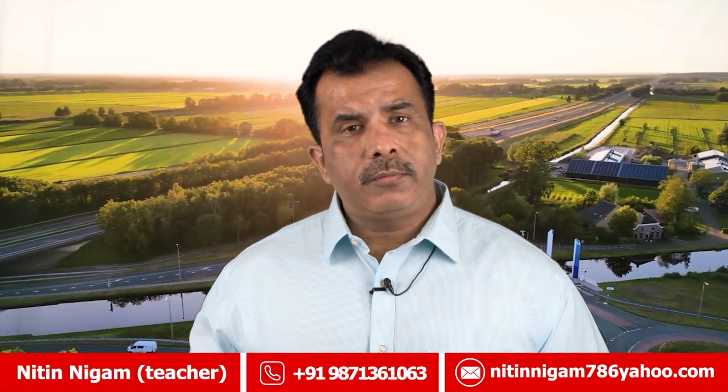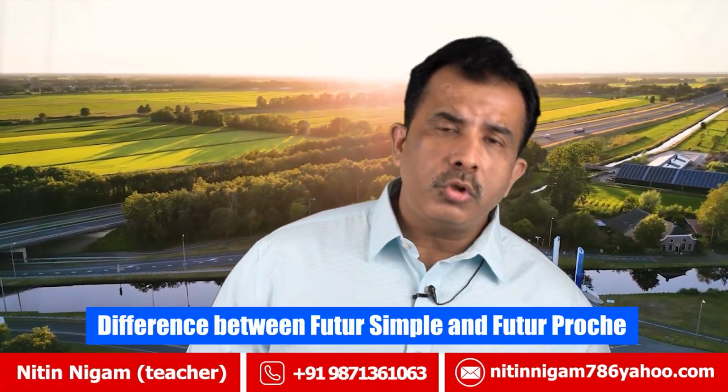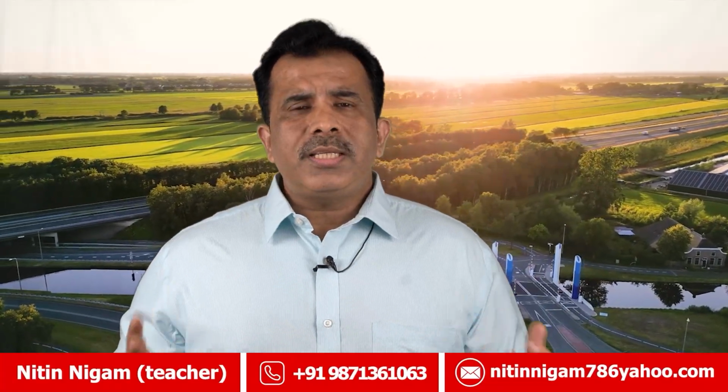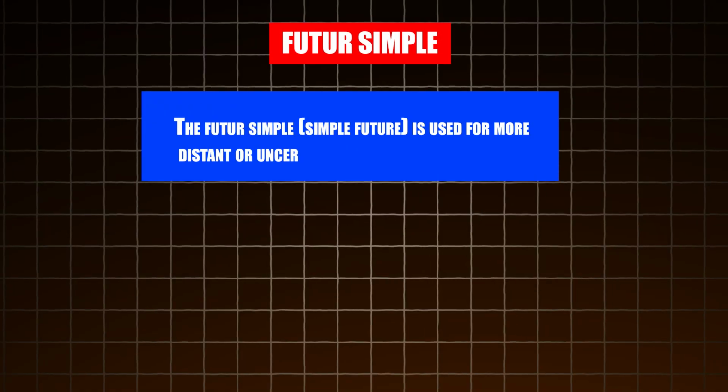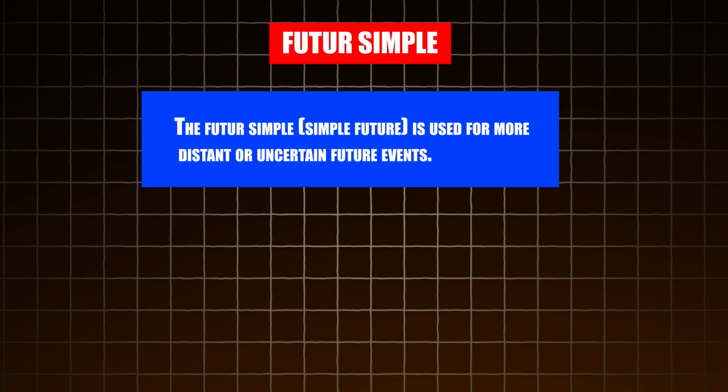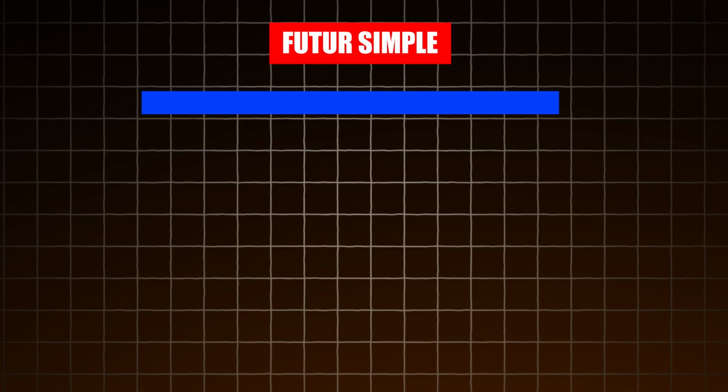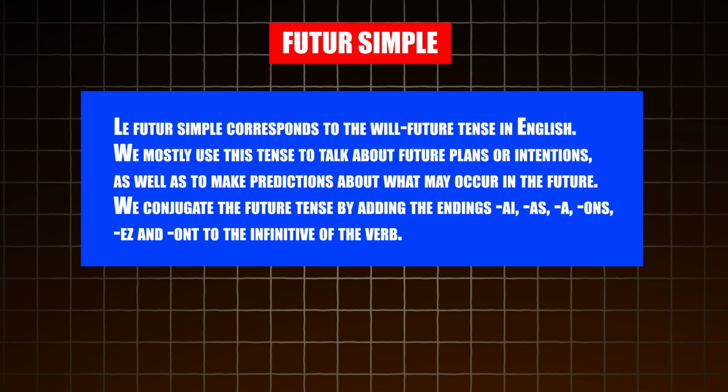Now we form the basis of difference between the futur proche and the futur simple. So what is futur simple? The futur simple or the simple future is used for more distant or uncertain future events. Le futur simple corresponds to the will future tense in English. We mostly use this tense to talk about future plans or intentions, as well as to make predictions about what may occur in the future.